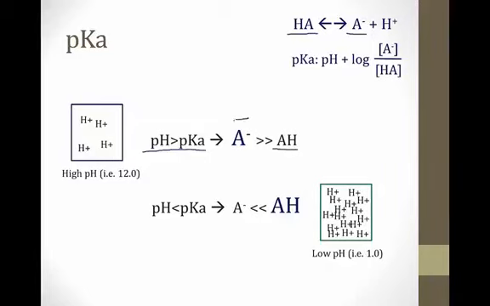Therefore, you're going to predominantly find the acid in this form, the unprotonated form. There just aren't many H+ around to bind to the acid, and therefore this is the dominant form when the pH is higher than the pKa.